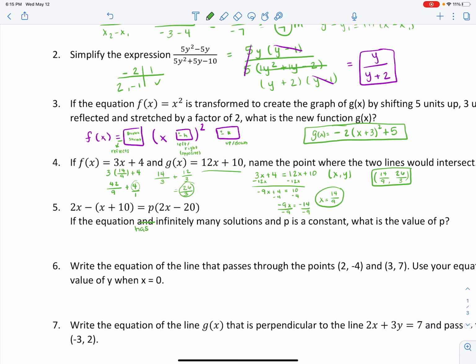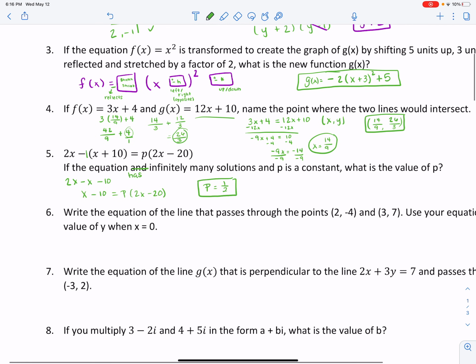If there are infinitely many solutions, that means that the left-hand side of the equation has to be equal to the right-hand side. So if I simplify the left-hand side, first I'm going to distribute that minus 1. So it's really 2x minus x minus 10, which is really just a single x minus 10 equals p times (2x minus 20). Well, if I need them to be the same, p has to be equal to 1/2, because the only way I get 2x minus 20 to be the same as x minus 10 is if you divide everything by 2. So p equals 1/2 or 0.5.